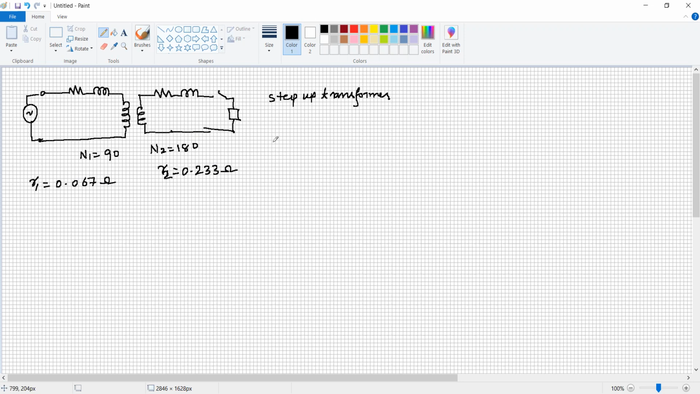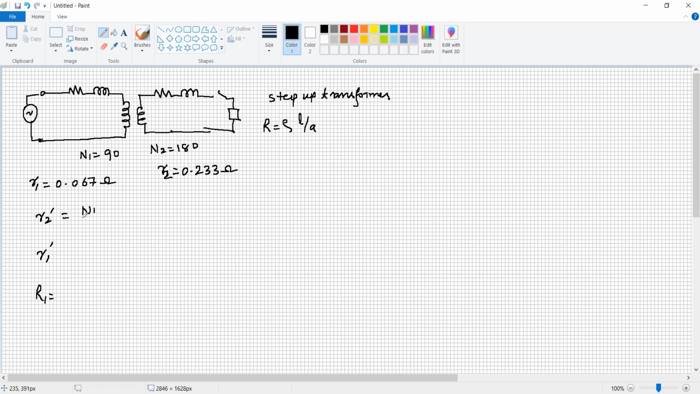See, the resistance is directly proportional to, it is rho L upon A. If the length increases, the number of turns increases, the length increases, and hence the resistance. So the resistance of the high voltage winding should be more, and the low voltage winding should be less. Now what do we have to do? We have to find the resistance R2 dash, R1 dash, and the total resistance referred to any one side, say the primary side.